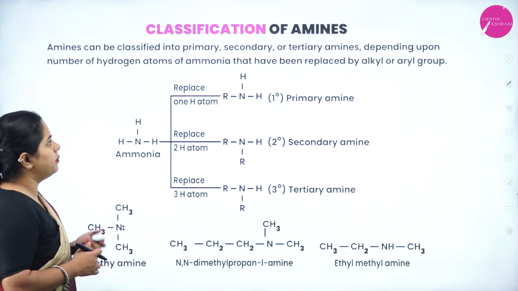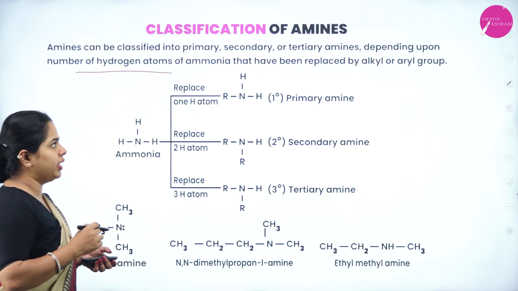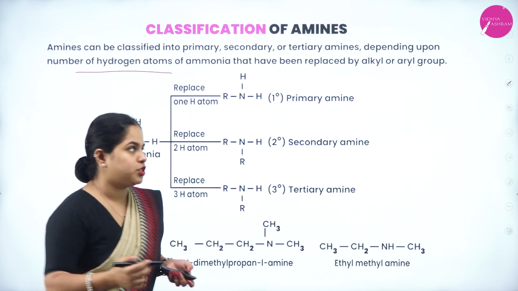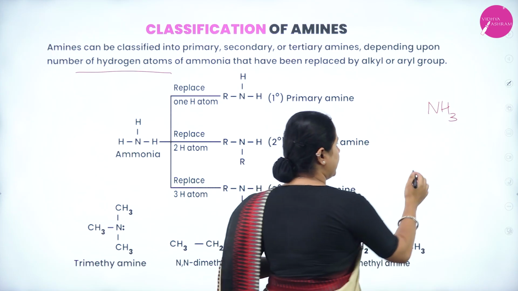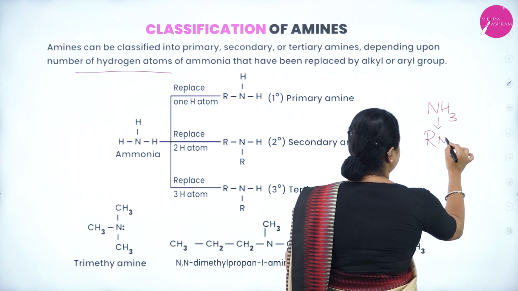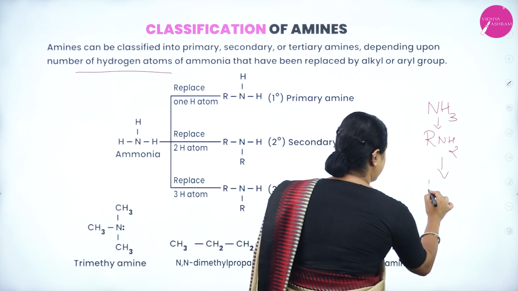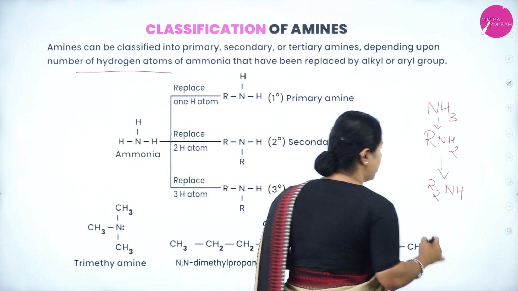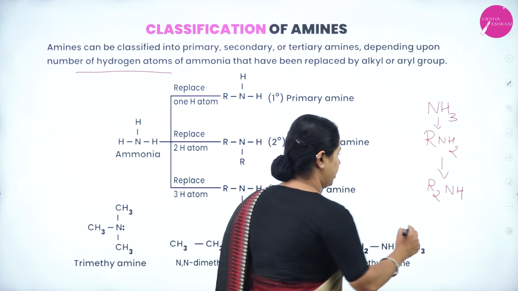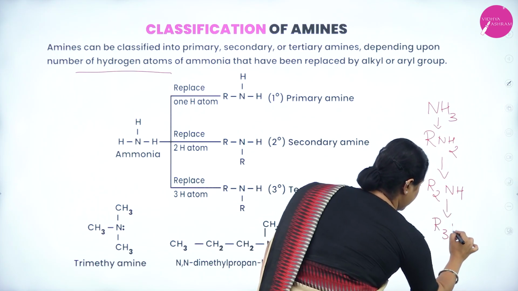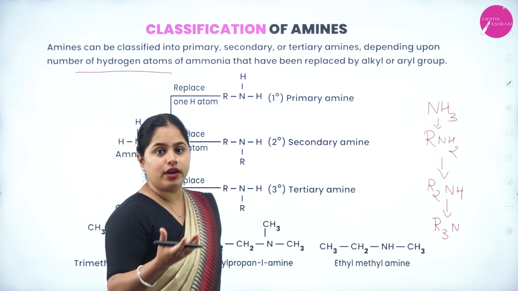Now, let's move on to the classification of amines. Amines can be classified into primary, secondary or tertiary amines depending on the number of hydrogen atoms of ammonia that have been replaced by alkyl or aryl groups. So, ammonia, NH3, right? If one hydrogen is replaced by any alkyl or aryl group, what will you get? RNH2. So this is going to be a primary amine. Then if I replace one more hydrogen, it is going to be R2NH, right? One more hydrogen is replaced and one more alkyl group is added. So this is called secondary. Now one more alkyl or aryl group I am going to add by replacing another hydrogen atom. You are going to get R3N. That is called the tertiary amine.